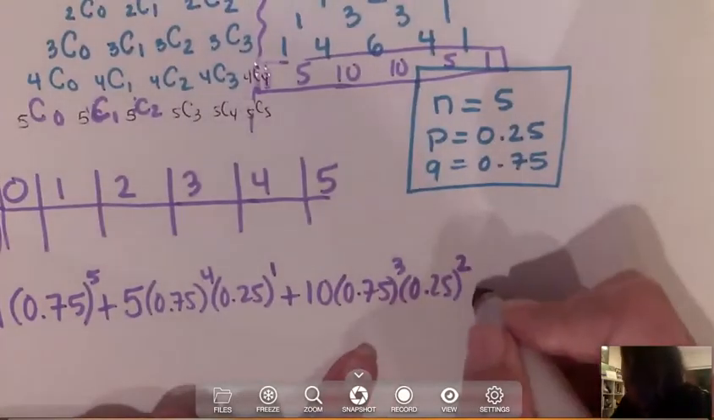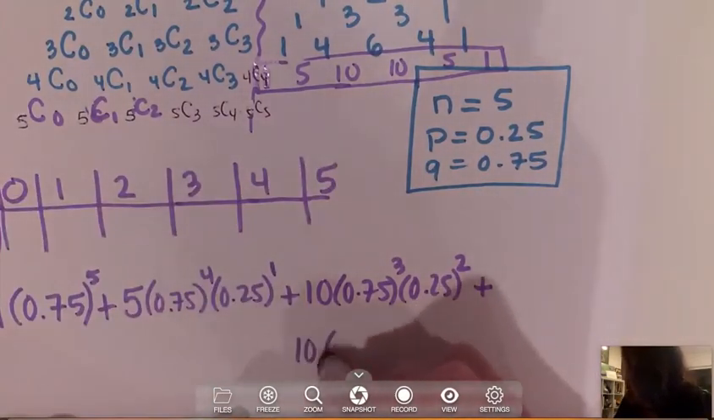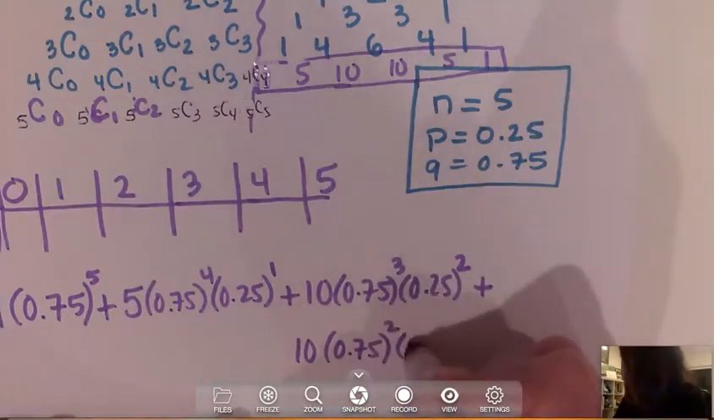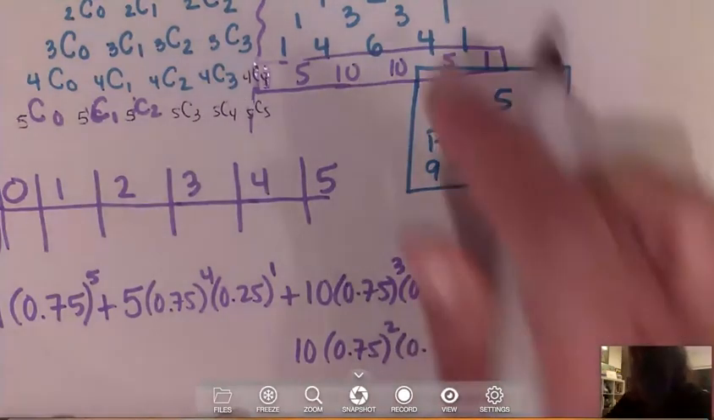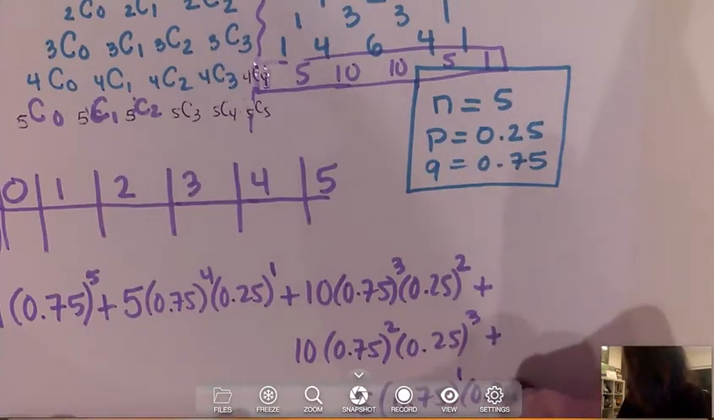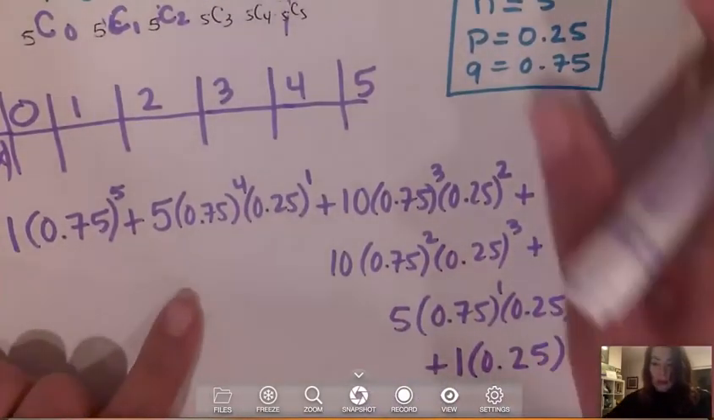So the next one will be plus, and I'll write it down here, 10 again. She is missing 2 shots, but in this case, she's going to make 3 shots. Plus, the next one will be 5. She's going to miss only 1 shot, but she's going to make 4 shots. And the last one will be 1, which means there's only one way she can make 5 shots in a row.